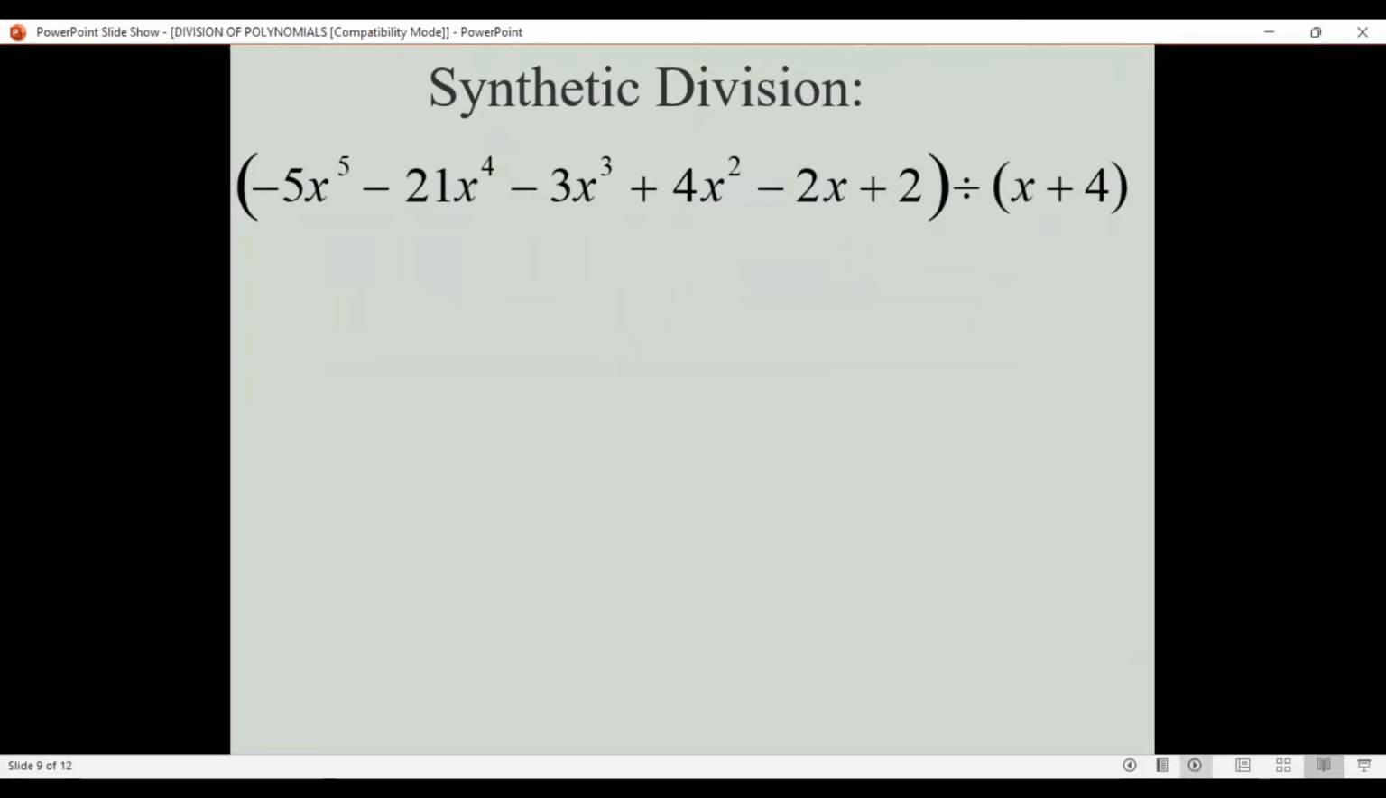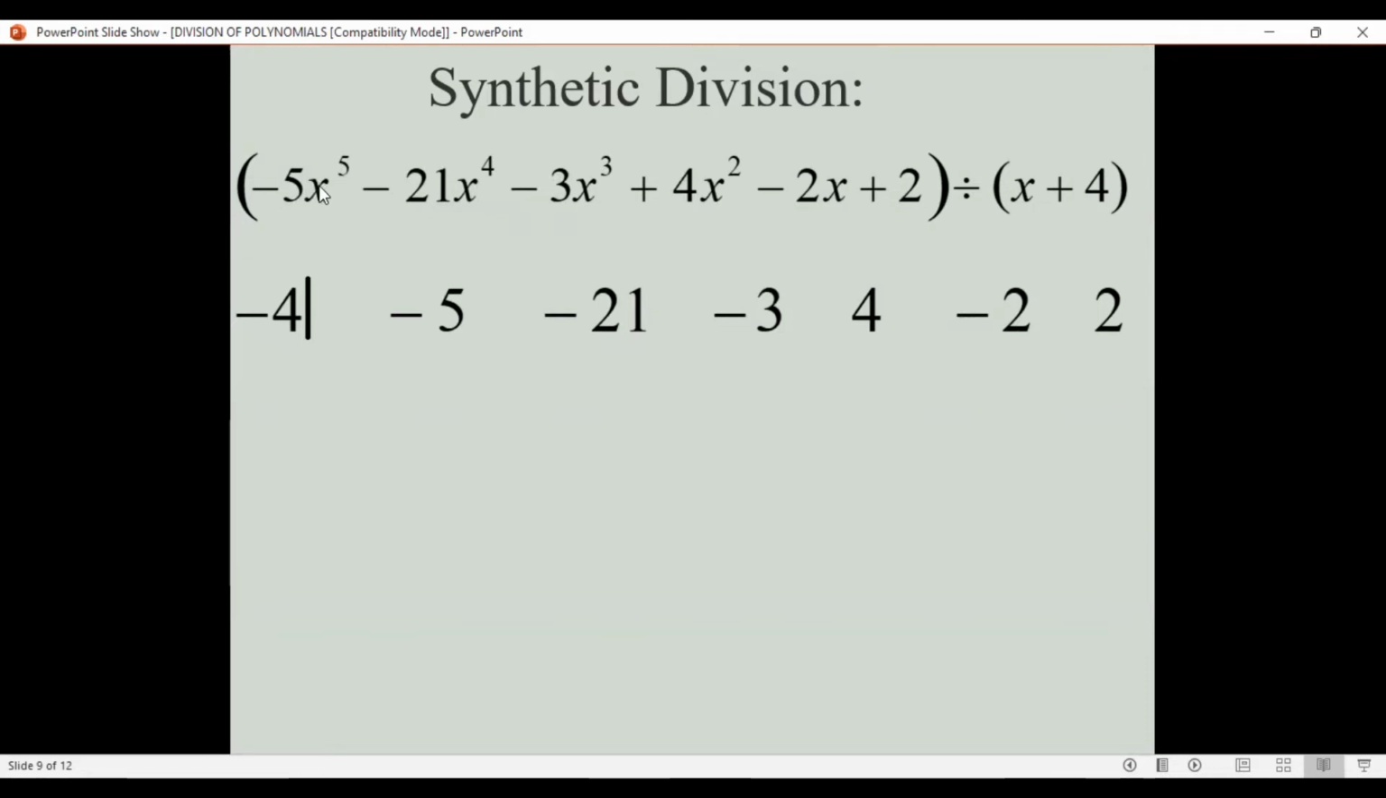If you are going to do the synthetic division in this process, what do we need to do? Basically, the method of synthetic division is doing away with the variables. As you notice, what we did is just copy the different numerical coefficients. There you have negative 5, then negative 21, negative 3, and then 4, negative 2, and then 0. In the given, we don't have any problem because all the terms are complete.